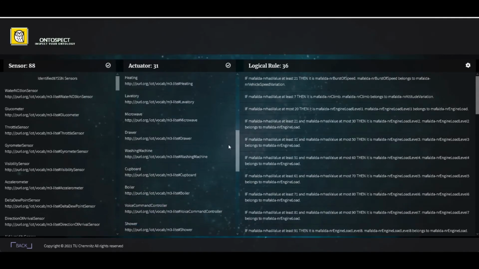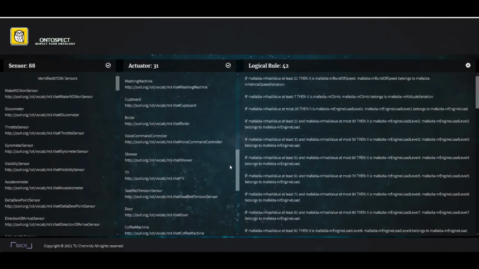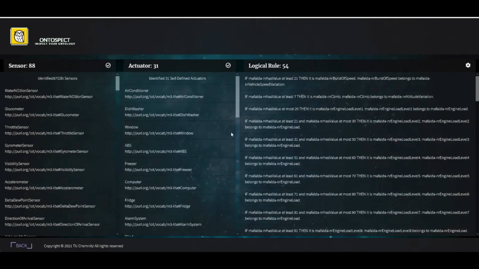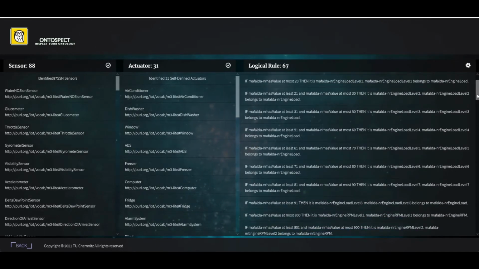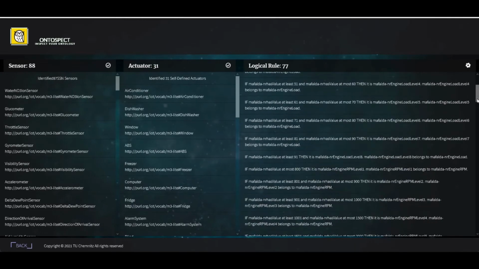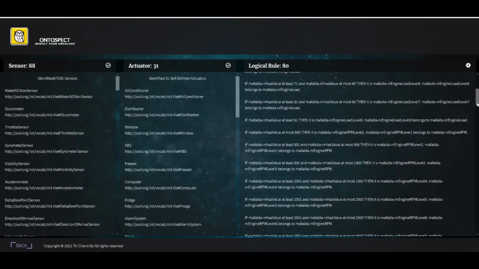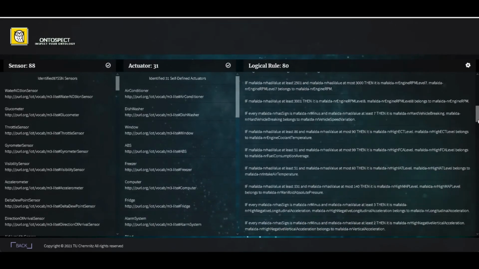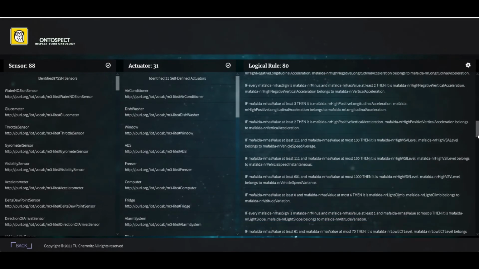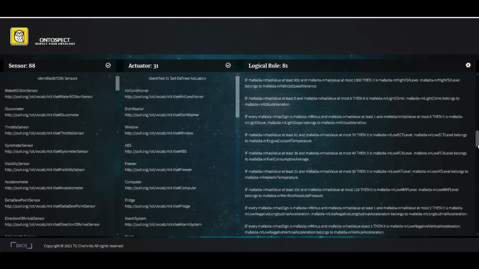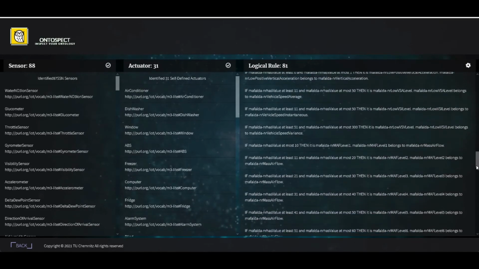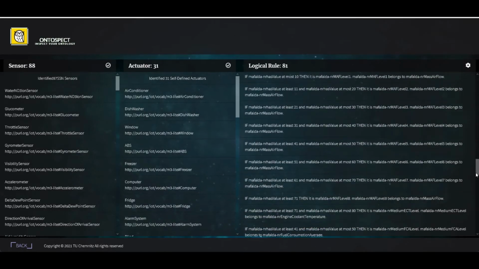And on the right-hand side, we have the logical rules described in the ontology, here converted into natural language descriptions, which are in the form of if-then rules. The idea here is that the natural language descriptions are, of course, easier to understand than the complex RDF, and can then be used for processing or analyzing the data that comes from the IoT devices automatically.